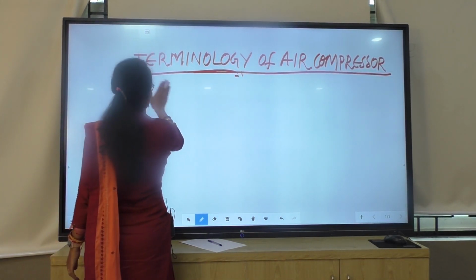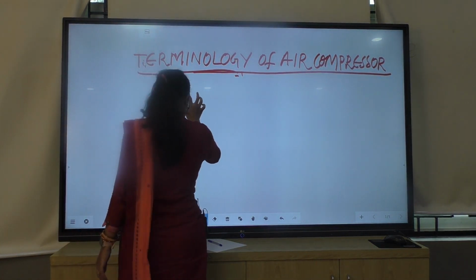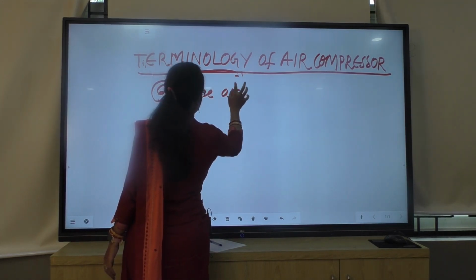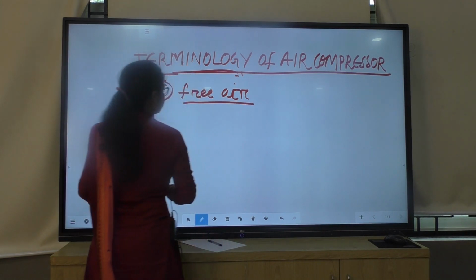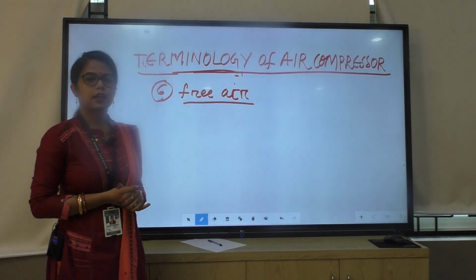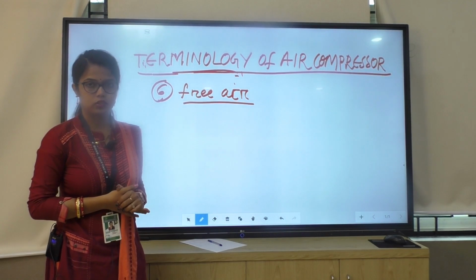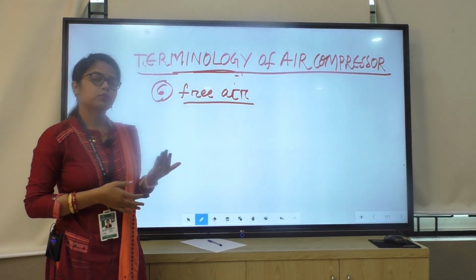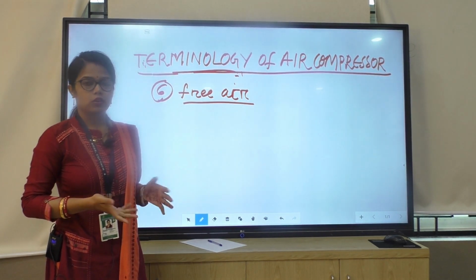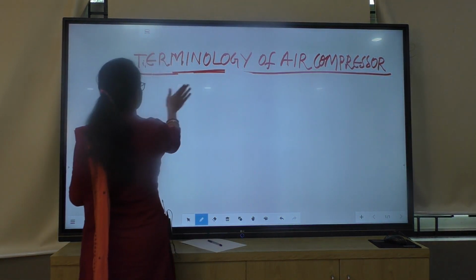Then sixth one is free air. What is free air? Free air is the normal air, atmospheric air, which is available in the atmosphere at particular atmospheric condition. Okay. That means at atmospheric pressure and temperature, the air is available, that is called as free air. Nothing much to tell about this free air.